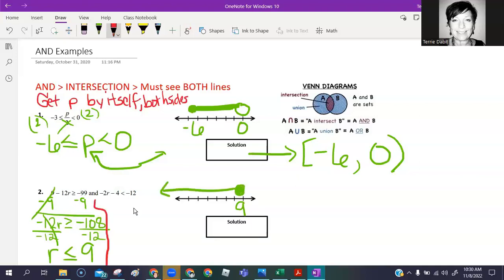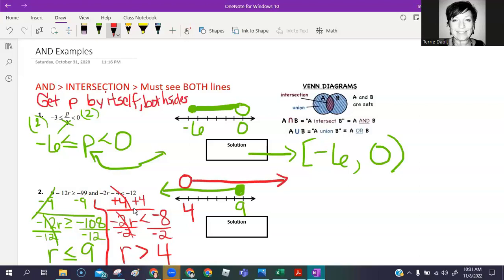On this side, I want to add 4 so that those disappear. I have -2R is less than -8. So now I divide by my -2, and I have R is greater than 4, because I divided by a negative, so therefore I had to flip my inequality. I did divide by -2. And so at the 4, I have an open circle, and it says greater than.